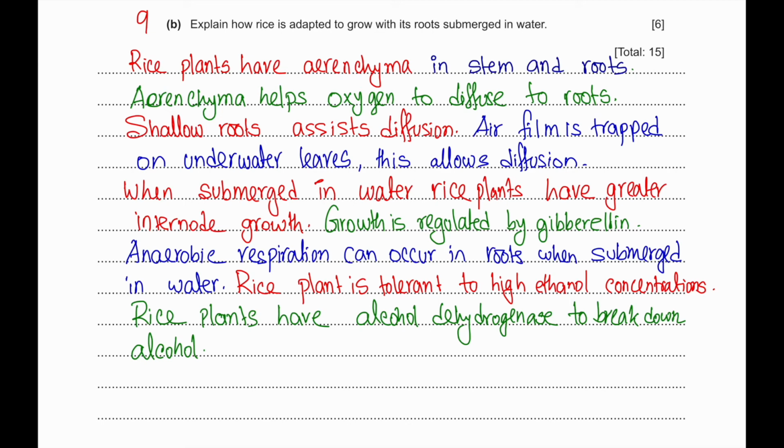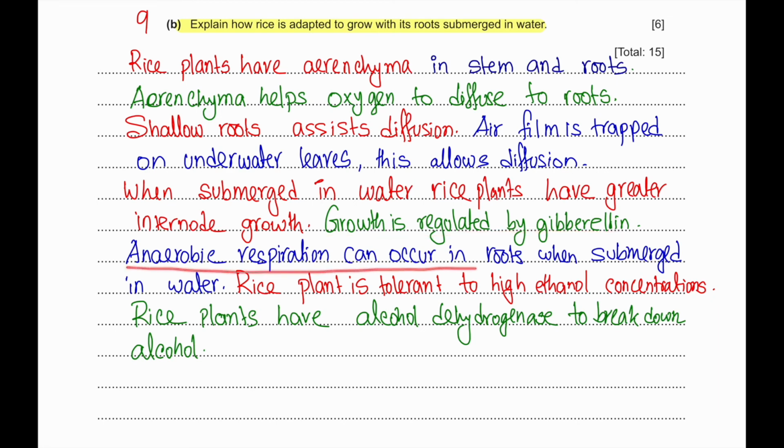Question 9b. Explain how rice is adapted to grow with its roots submerged in water. Rice plants have aerenchyma in the stem and roots. Aerenchyma helps oxygen to diffuse to the roots. Shallow roots also assist the diffusion. An air film is trapped under the leaves. This allows diffusion. When submerged in water, rice plants have greater internode growth, meaning they can grow larger as they are submerged in water. Growth is regulated by gibberellin.